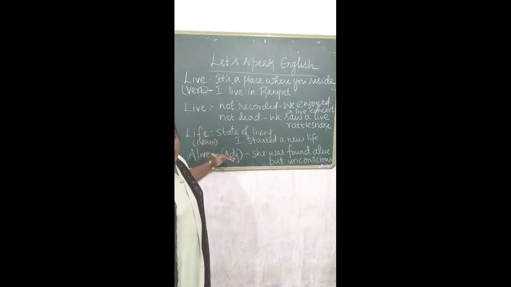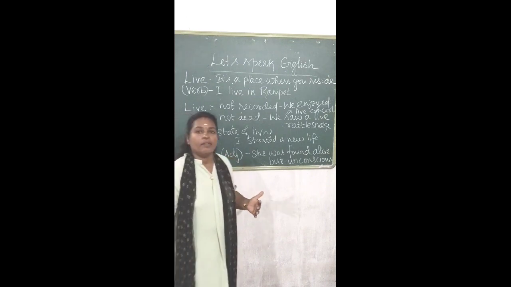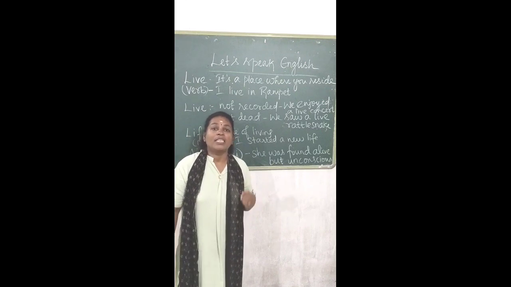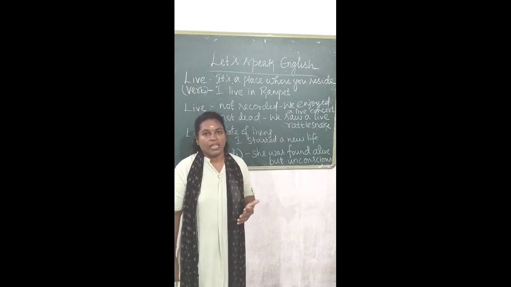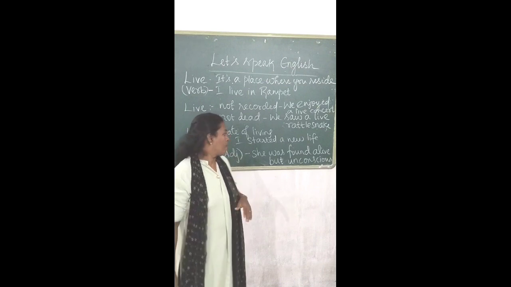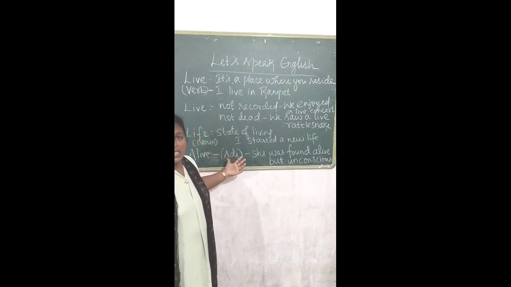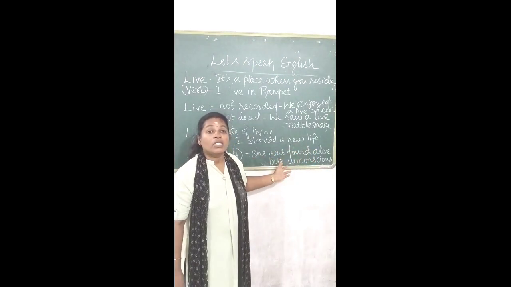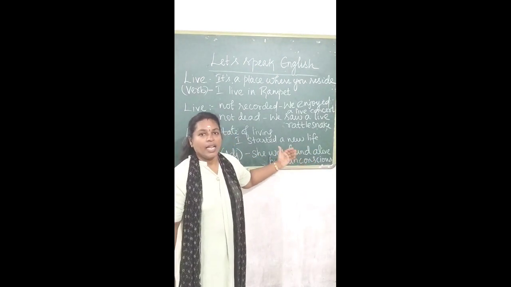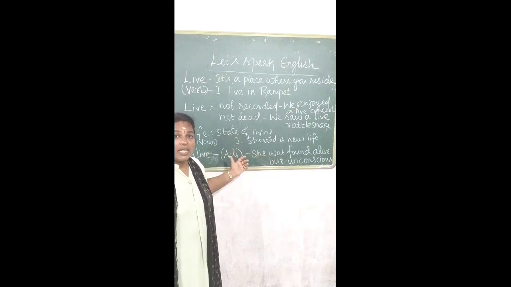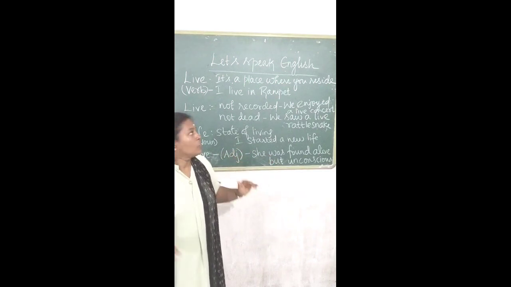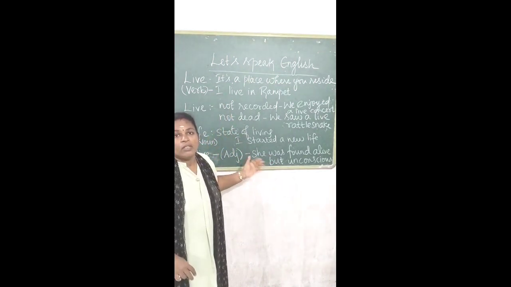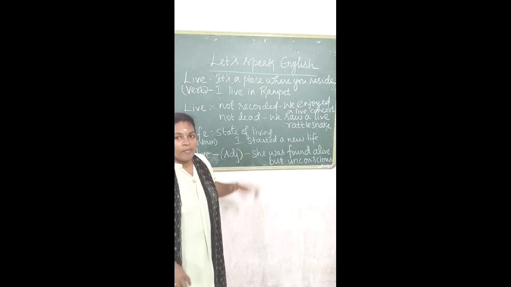Next form of live is alive. Alive is an adjective. What is an adjective? An adjective describes a noun. It is a noun qualifier. How can we frame a sentence with the help of alive? She was found alive but unconscious. Like this we can frame sentences. Alive is nothing but not dead. So these are the different forms of the word live.